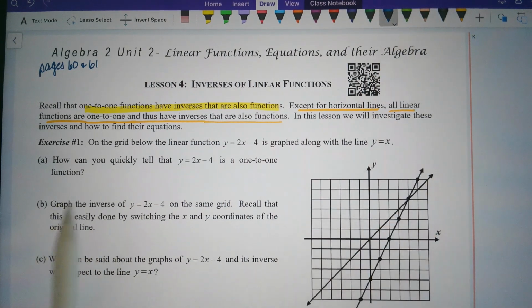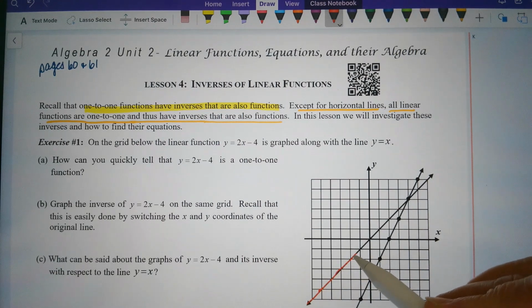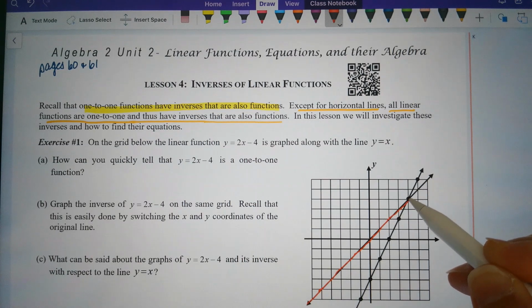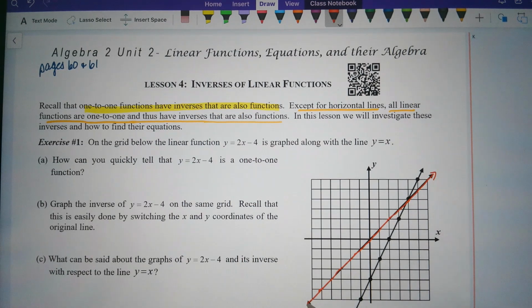Exercise number 1. On the grid below, the linear function y equals 2x minus 4 is graphed along with the line y equals x. Okay, so here's the graph of y equals 2x minus 4. And I'm just going to go over y equals x. That's this diagonal line that bisects the first and third quadrants. That's y equals x.